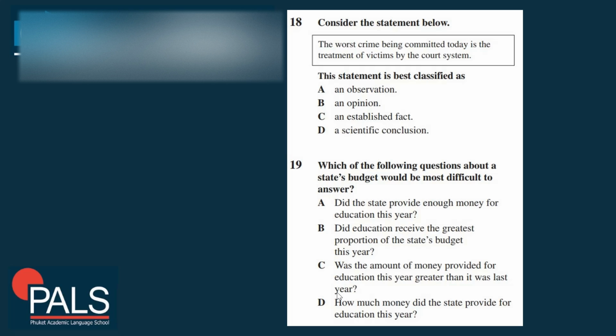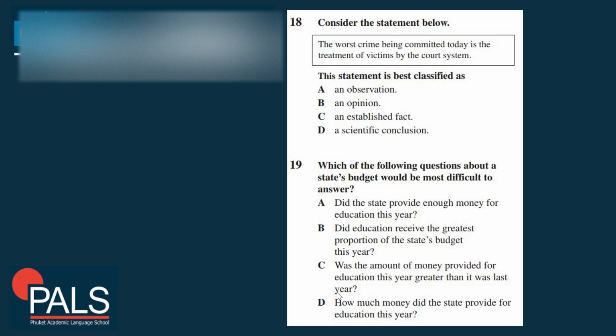Okay, I hope you paused the video to think about it if you'd like to answer on your own. The correct answer for this would be A. Did the state provide enough money for education this year? This is the most difficult to answer because it is an opinion. Enough money for education would be based on your opinion about the value of education, how much was spent, other considerations in the budget. It's not something we can measure with facts. It would lead to argument, in fact, if you tried to pinpoint if it was enough or not enough.